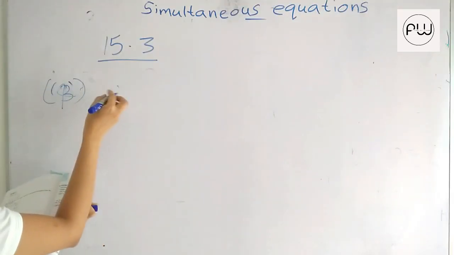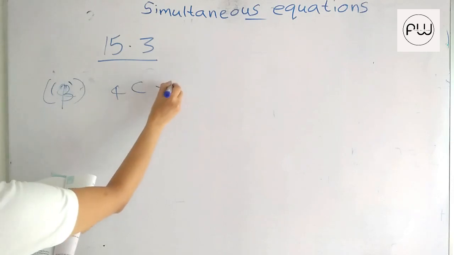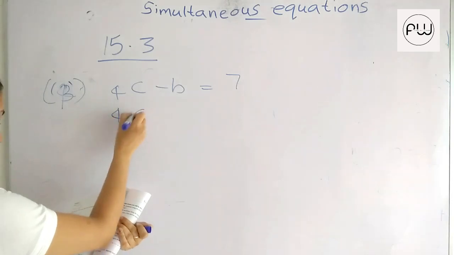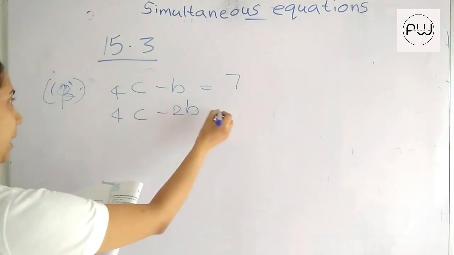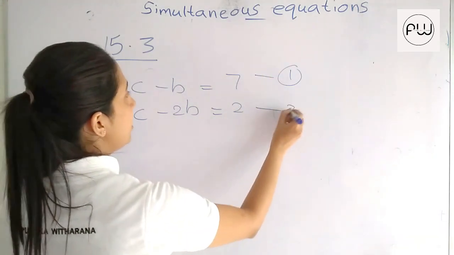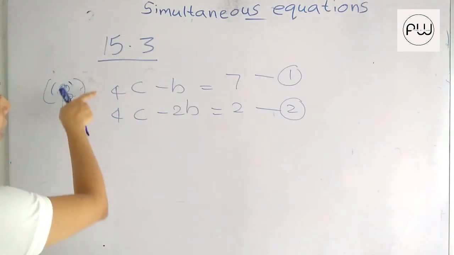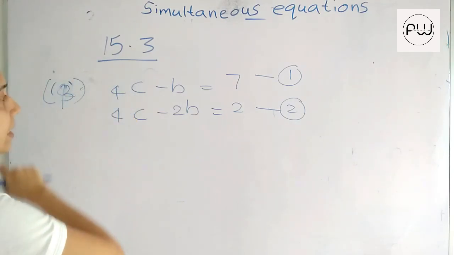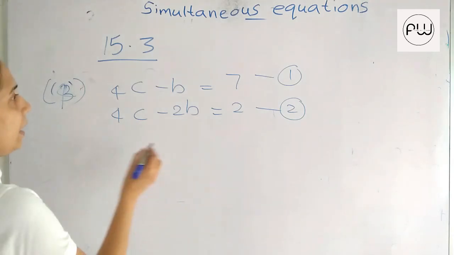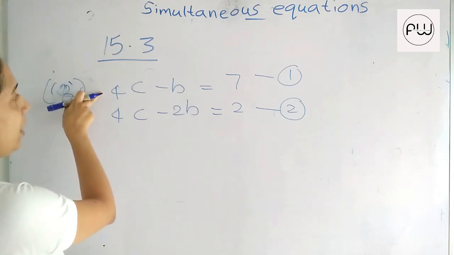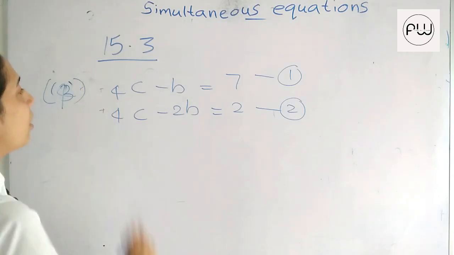Let's move to the fourth one. 4c minus b equal 7 and 4c minus 2b equal 2. Right. This is the first equation and this is the second equation. And now see, the coefficients are equal for the c term. Right, for the c term, then we can get rid of c. And then here now you have to check the sign. The sign of c in the first equation is plus and in the second equation is also plus.